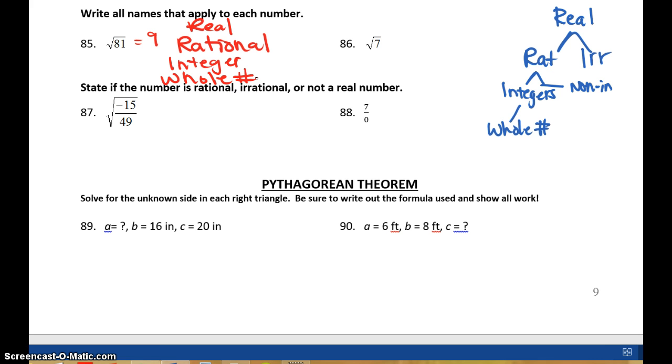Number 86, the square root of 7. That's not a perfect square, but square root of 7 we can find. If we plug that in our calculator, we could find that. So that is a real number.